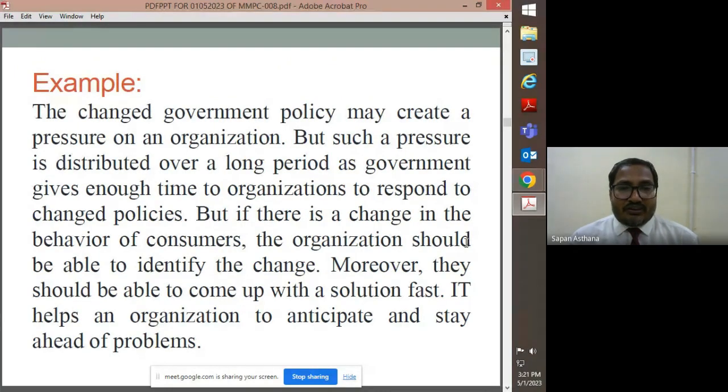Here I will take one example, and all of this is from your digital content. A change in government policy may create pressure on an organization, but such pressure is distributed over a long period, as the government gives organizations enough time to respond to changed policies. But if there is a change in the behavior of consumers, the organization should be able to identify the change. Moreover, they should be able to come up with a solution fast. IT helps an organization anticipate and stay ahead of problems.